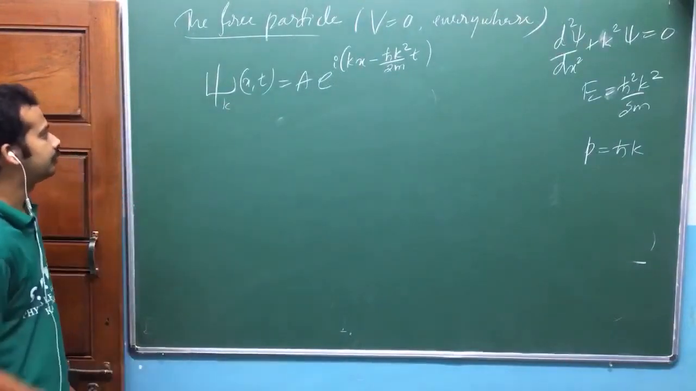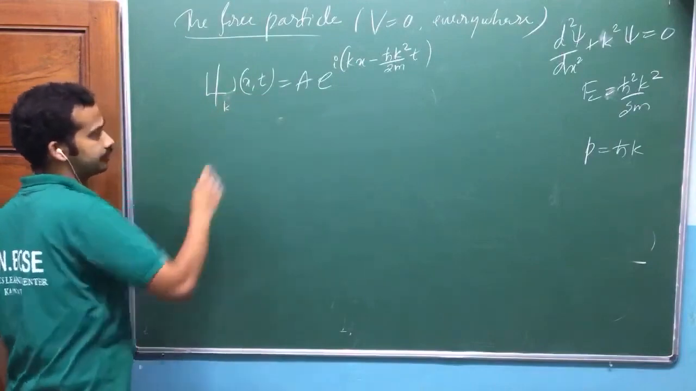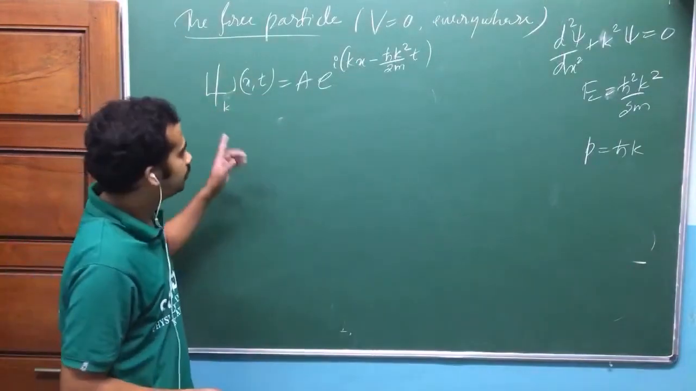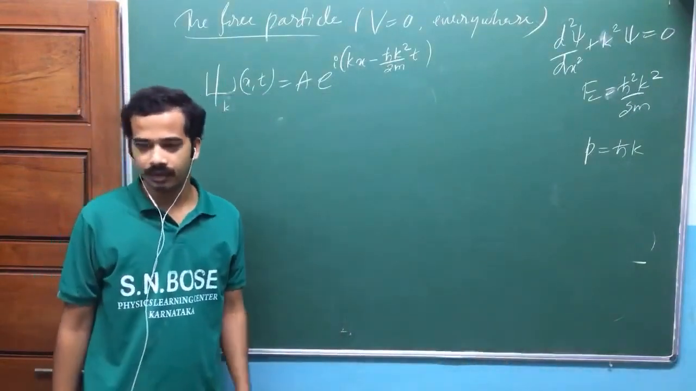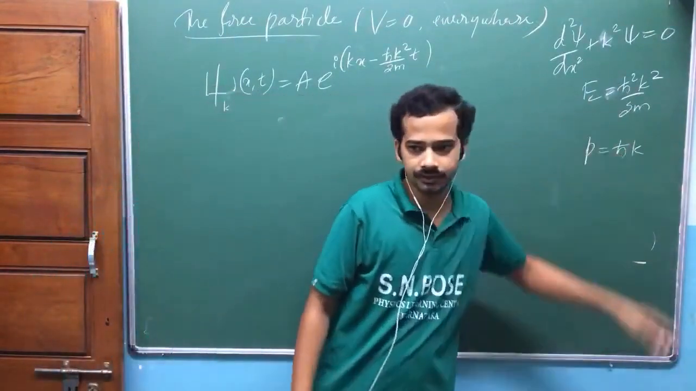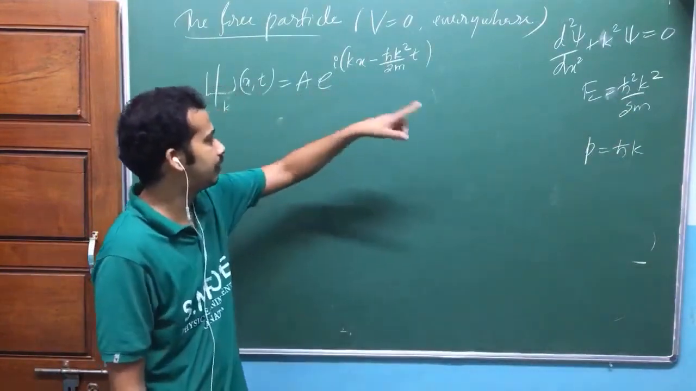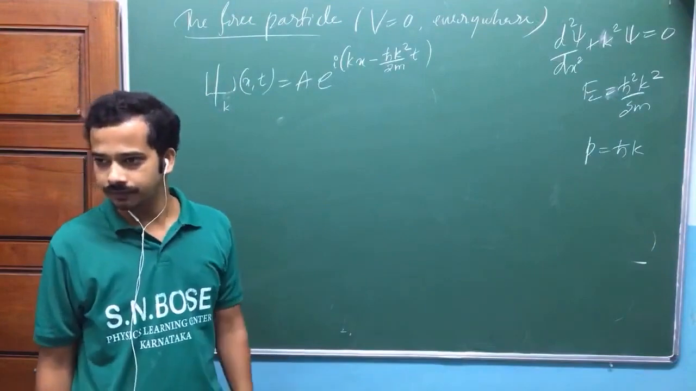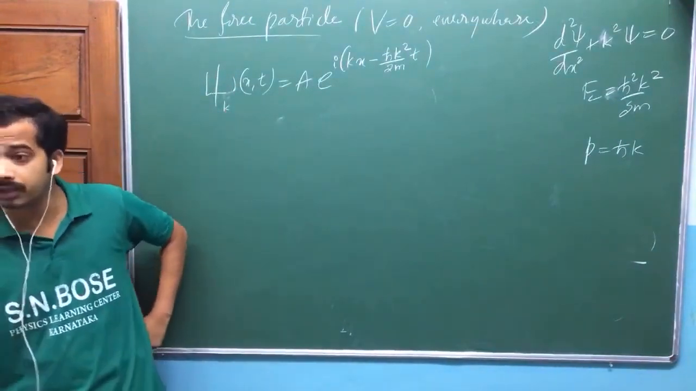Let me tell you what is the problem. Now look at here. This is the state with very known k, isn't it? That means this is the state with definite momentum, as well as this is a state with definite energy. I mean, if you know k value, that k value will decide energy. This is a state of definite energy, as well as this is a state of definite momentum.